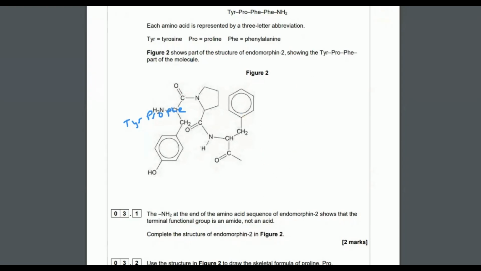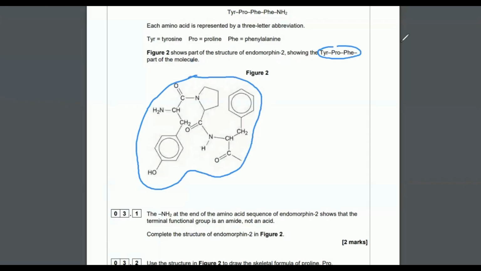Just in case you're wondering what we've got to do, they're saying they've shown us this. So that is what this is. They're saying, look, we've just shown you this, and they're asking us to complete it. So we need to add a PHE NH2 on the end, right? We need to add another phenylalanine and then a terminal group, which is NH2. We need to add that on the end.